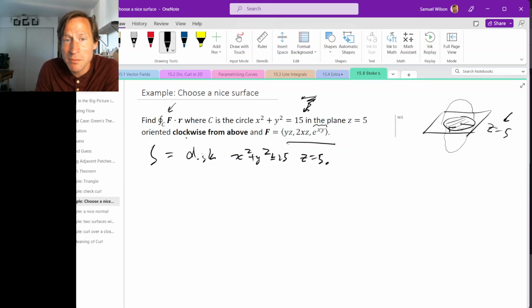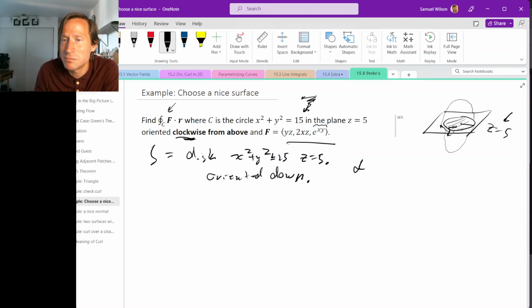Okay, now what is the compatible orientation? So if we're going clockwise around this disk, using the right hand rule to keep our middle finger pointed into the circle and our index finger pointed that way, we need our thumb to go down, I think. Yeah, we have to have our thumb going down, so we have to orient this downwards. Oriented downwards.